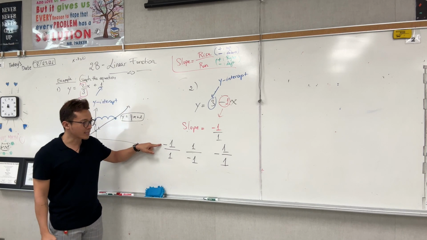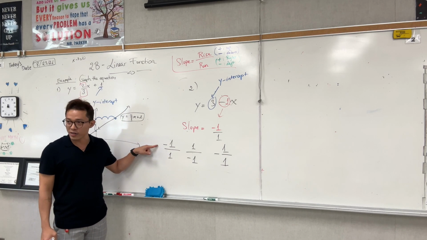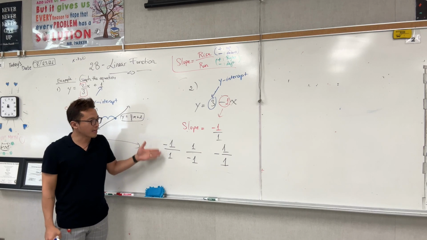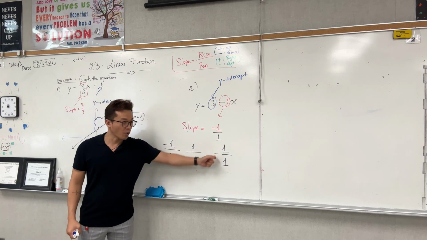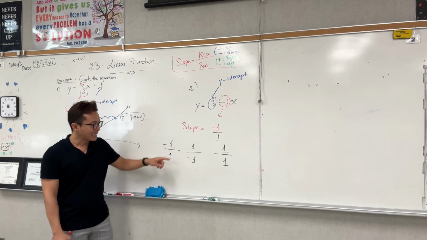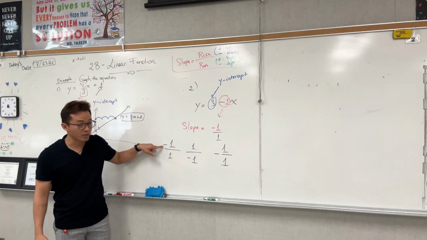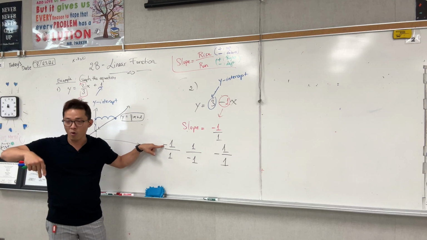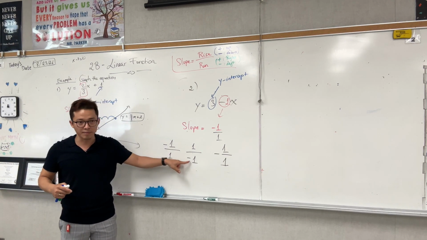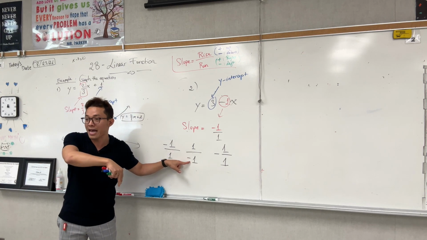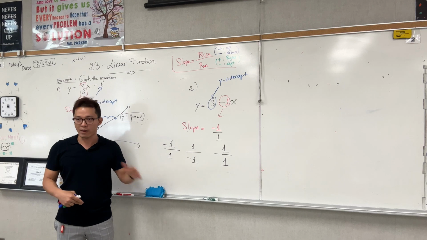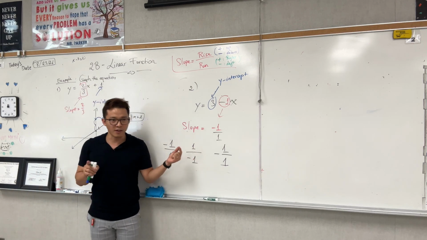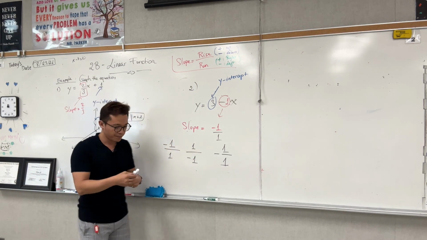No matter where the negative is, they're all the same, because how many negatives do you see here? 1. So they're all the same. That means you can put the negative on the top, so you go down, or you can put the negative on the bottom, which means you go to the left. They're still the same. They still give you the same line. I will show you.